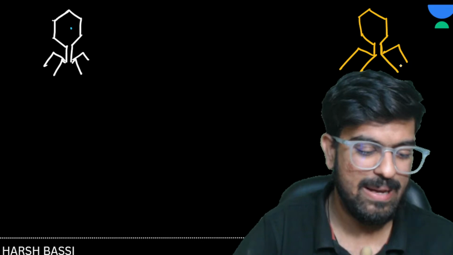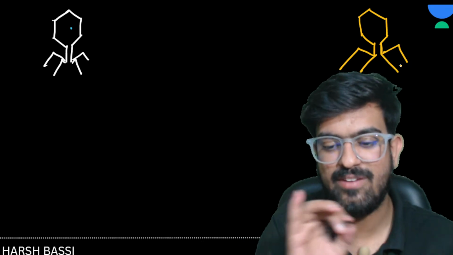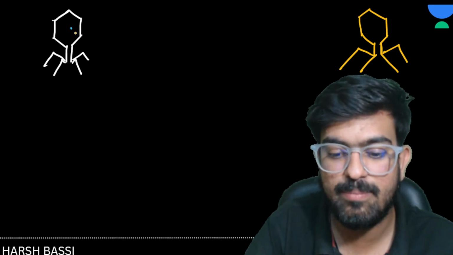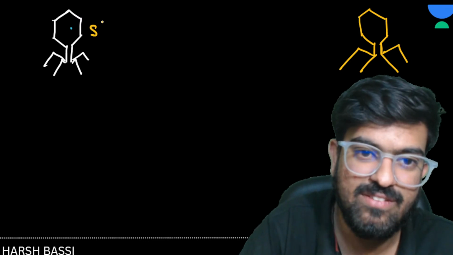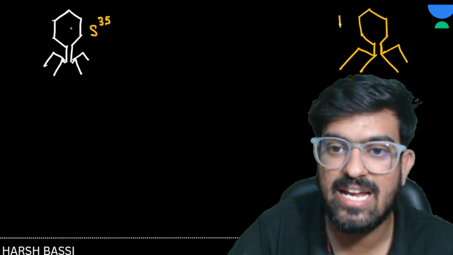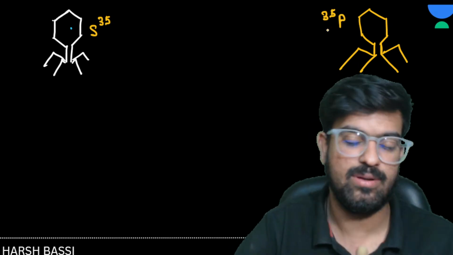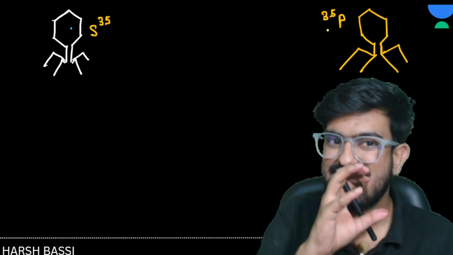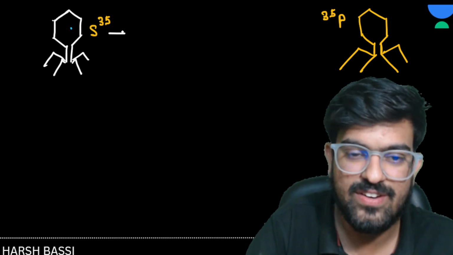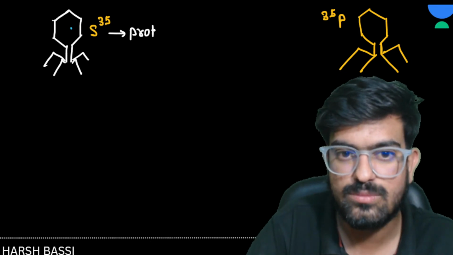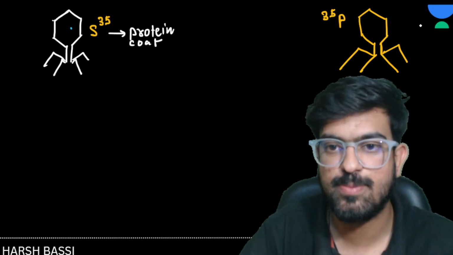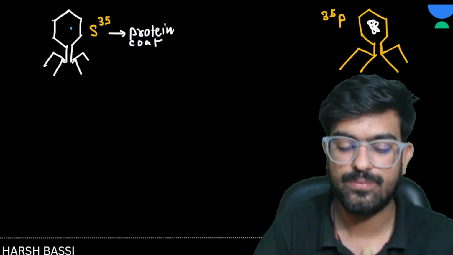Let me add some legs to this as well. So I have taken two cases. In one I have labeled sulfur as radioactive, and in the other I have labeled phosphorus as radioactive. Now we know that sulfur is present in the protein coat, and phosphorus is present in the DNA.